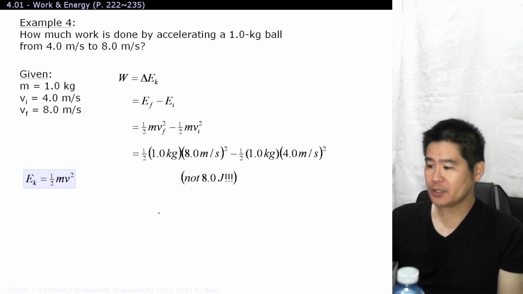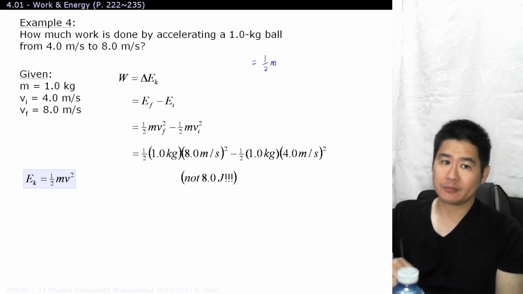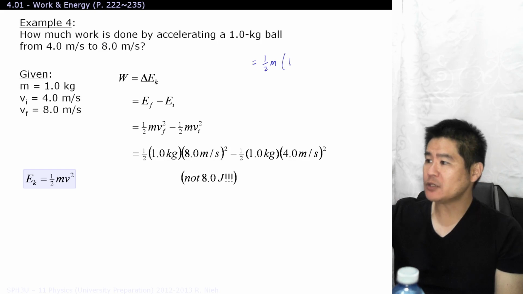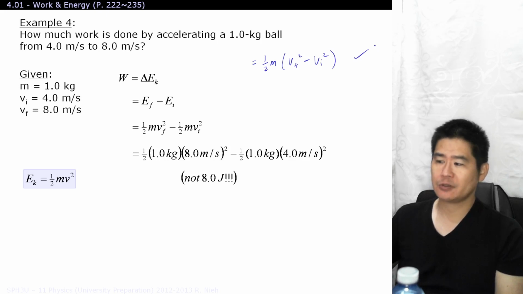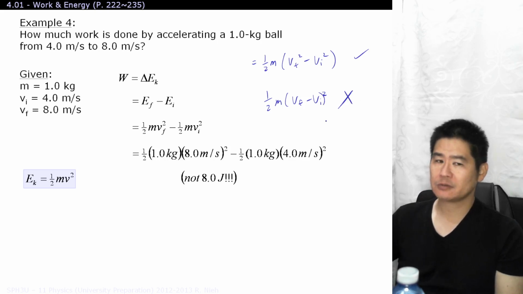Now, optionally, if you wanted to, I'll just write this on the side, you could technically factor out your m. That's fine. And then you can do vf squared minus vi squared, and that will work out perfectly to your correct answer. But please don't do this: 1/2 m (vf minus vi) squared. This will never work out. Even mathematically, it won't work out.